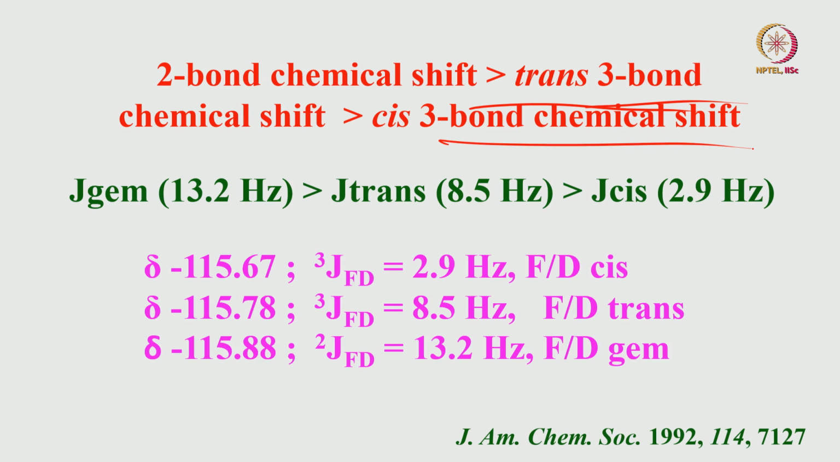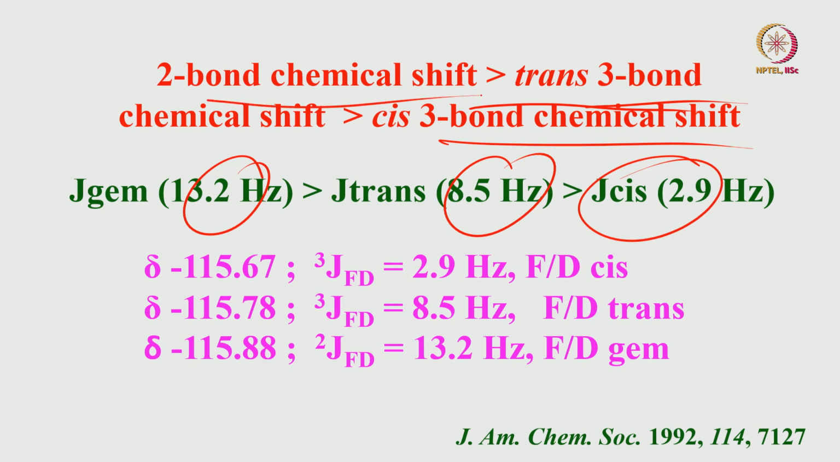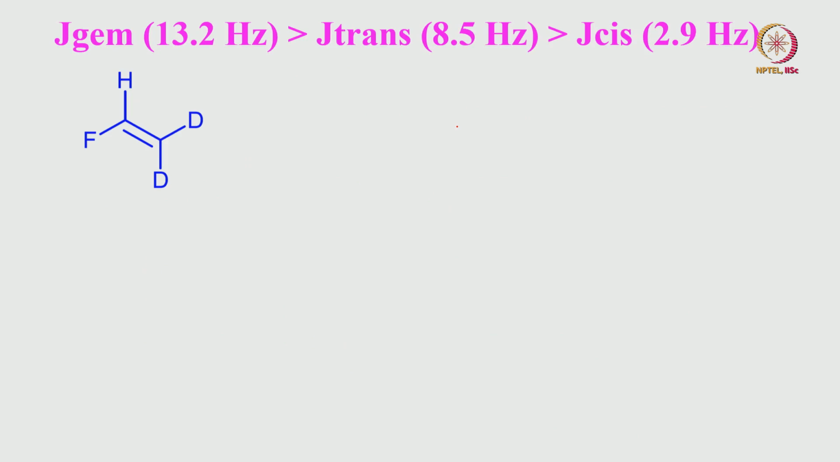Similarly, J coupling, J geminal is larger than J trans than J cis. So, not only is the chemical shift of the 2-bond larger than the trans 3-bond and cis 3-bond chemical shift. That means the 2-bond chemical shift is the one which is geminal. So, geminal chemical shift is larger than trans chemical shift than cis chemical shift. That is what it is. Similarly, we also got the information about J couplings. With this idea, we will see how we get the pattern.